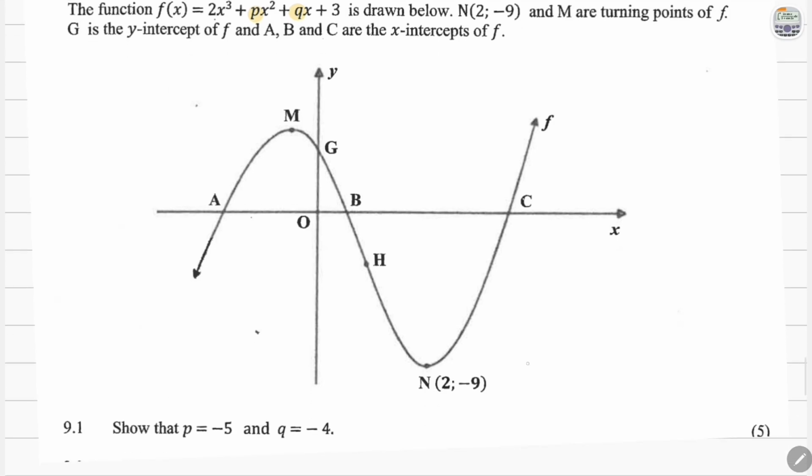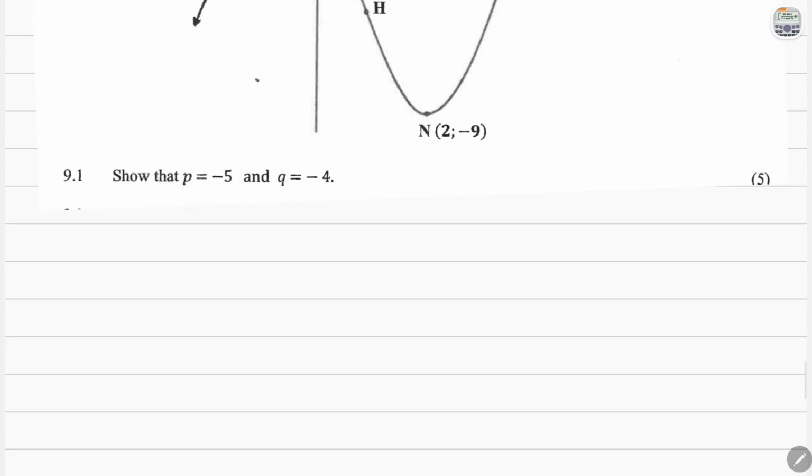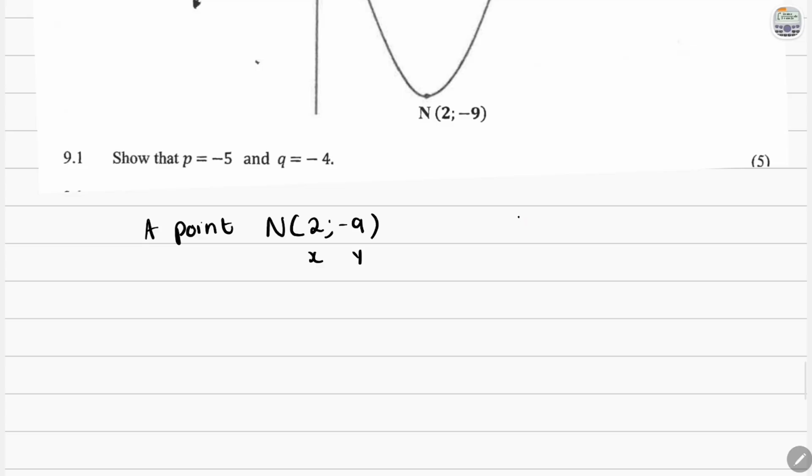So here's the thing. If we look at the graph, you see that the only point we are given is N. But N is not an ordinary point. N is a turning point. So this means that you can use it twice, in 2 ways. We're going to use N as a point on the graph of f, so the x value is 2 and the y value is negative 9. And we're going to use it as a turning point.